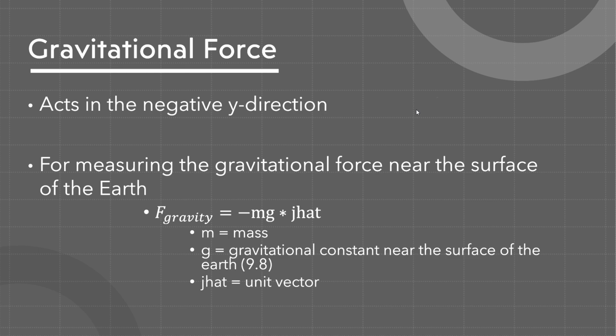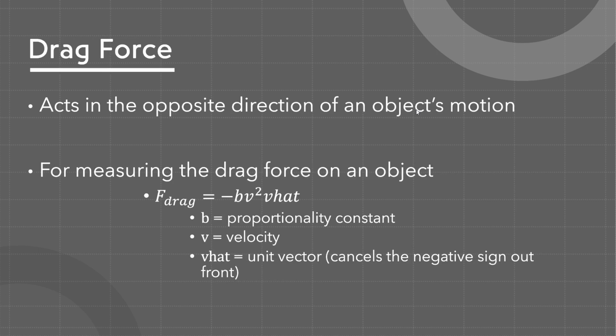The last fundamental is the force of drag, which acts in the direction opposite to the object's motion. The equation is the force of drag equals negative b times v squared times v hat, in which b is the proportionality constant, v is the velocity, and v hat is the unit vector, which cancels out the negative out front.